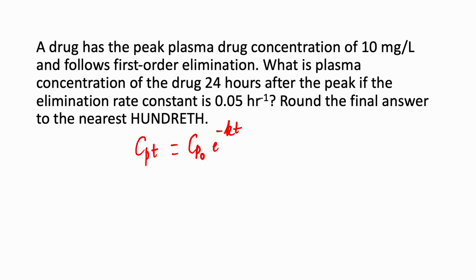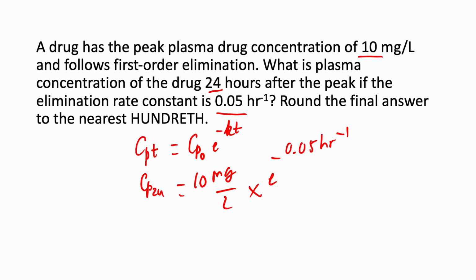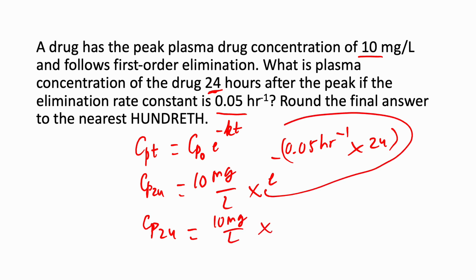Then you're looking for the CPT at 24 hours, so CP24 will be equal to the peak level CP0, which is 10 milligram per liter, times exponential minus KT, and you have the value K here, 0.05 per hour, and time T, because you look for 24 hours, is 24. So CP24 is equal to 10 milligram per liter times, then you calculate the exponential here.